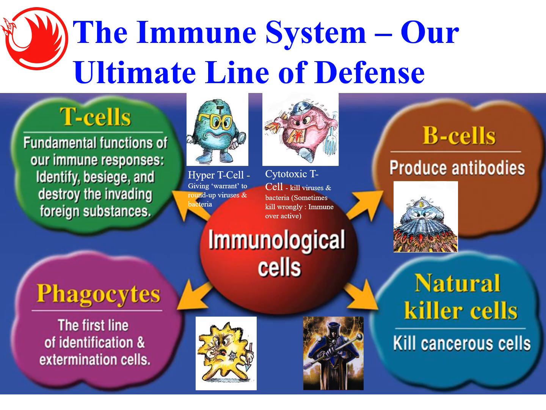Helper T actually gives warrants to run out viruses and bacteria, so it gives warrants to all these cytotoxic T, and also gives warrants to B cell that can produce the right antibody to kill the bacteria or the invader. So this is how our immune defense works.